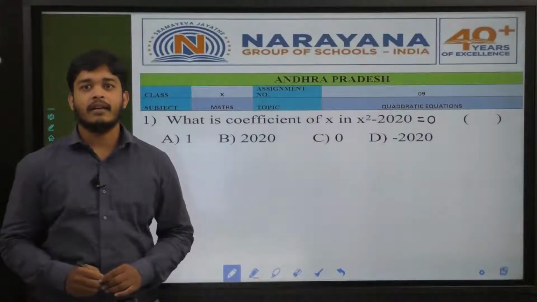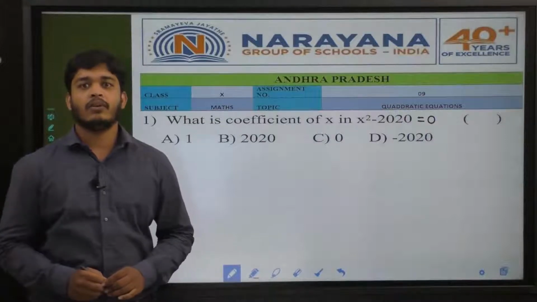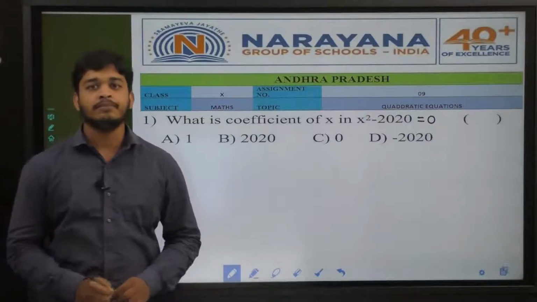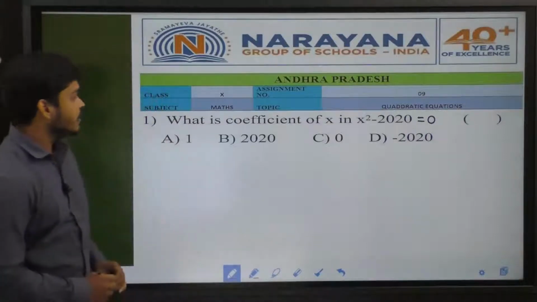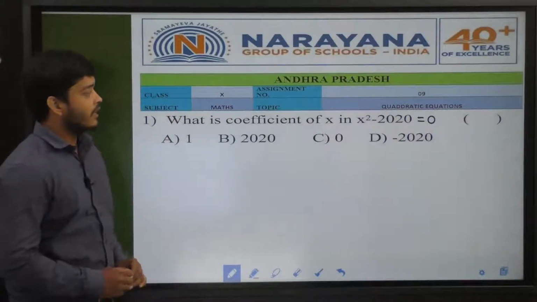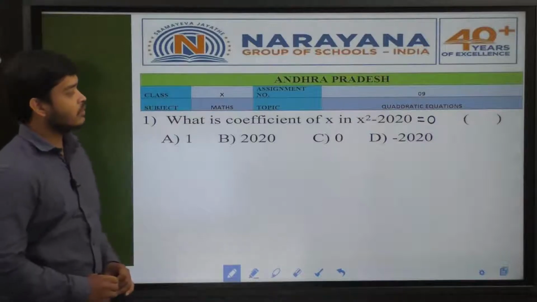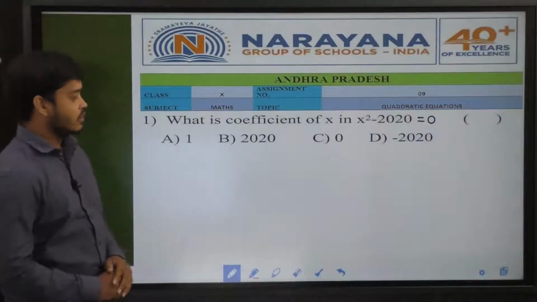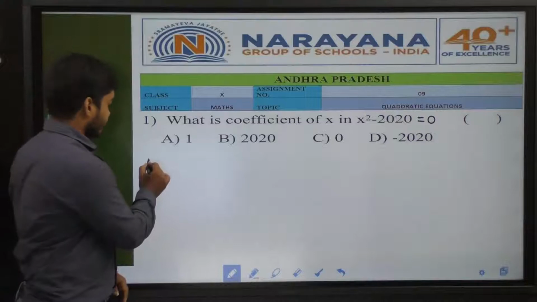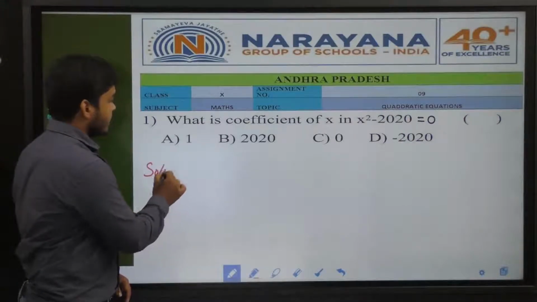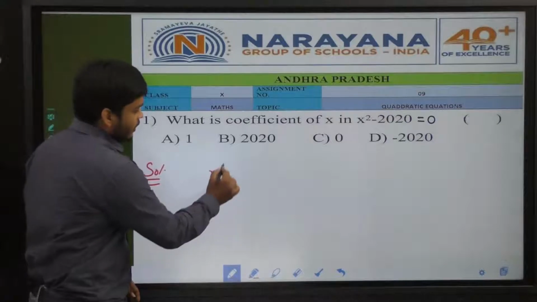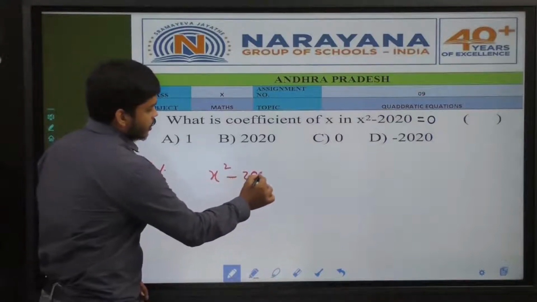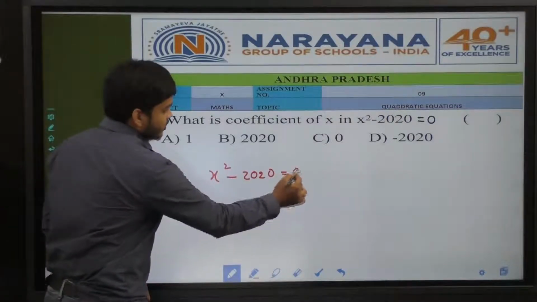Today we are discussing 10th standard mathematics, quadratic equations, assignment number 9. In the first question, what is the coefficient of x in x square minus 2020 equals 0? See here children, what is the coefficient of x? The given equation is x square minus 2020 is equals to 0.